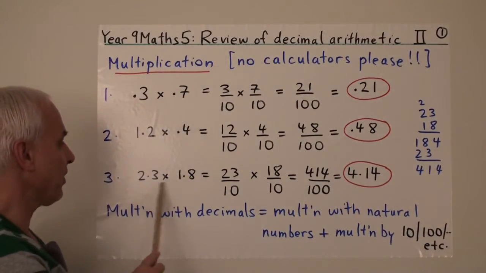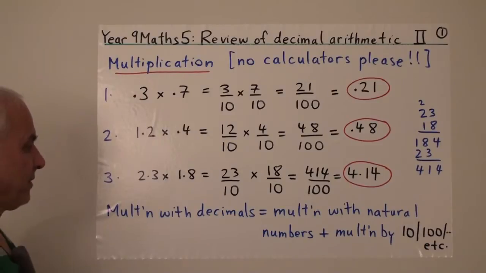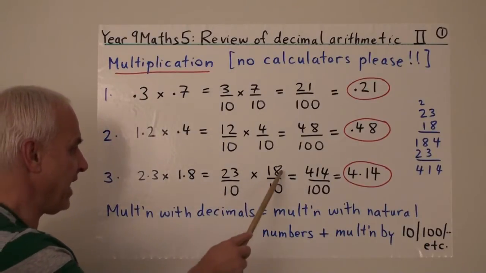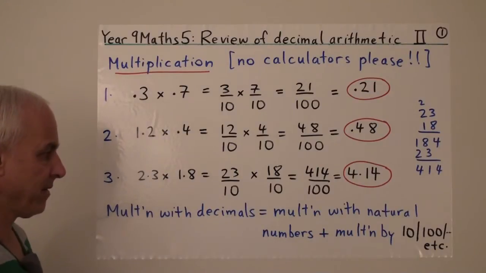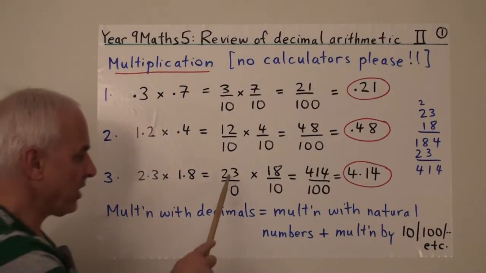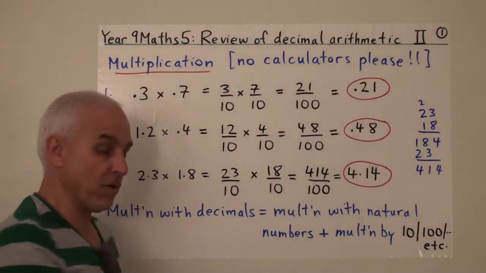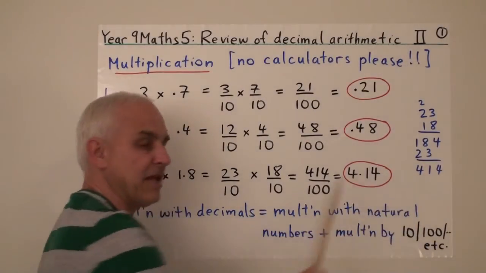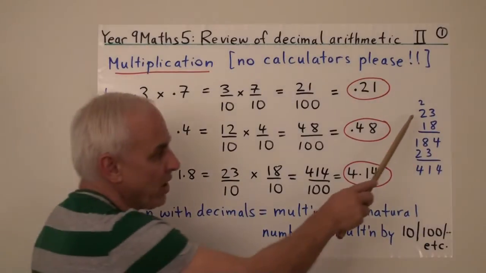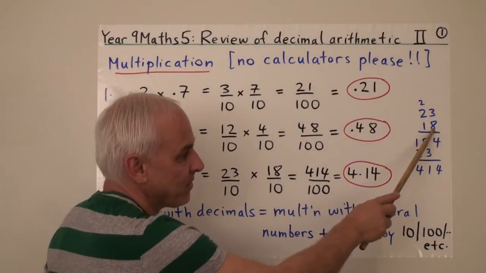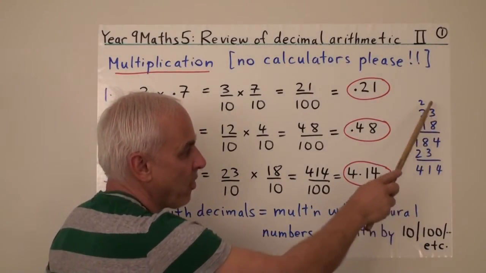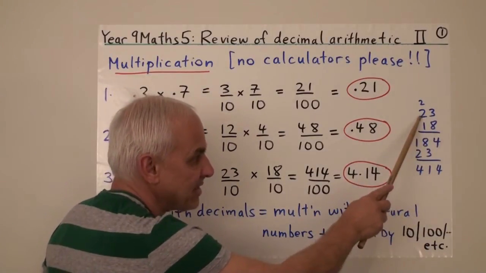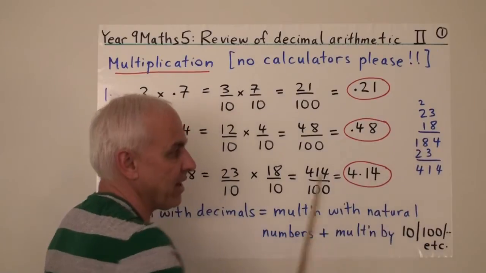How about 2.3 times 1.8? That's 23 over 10 times 18 over 10. 23 times 18 happens to be 414. How do I know that? Well, I just made a little calculation off here on the side. 23 times 18: 8 times 3 is 24. I write down the 4, carry the 2. 8 times 2 is 16, plus 2 is 18, so I get the 18 there.